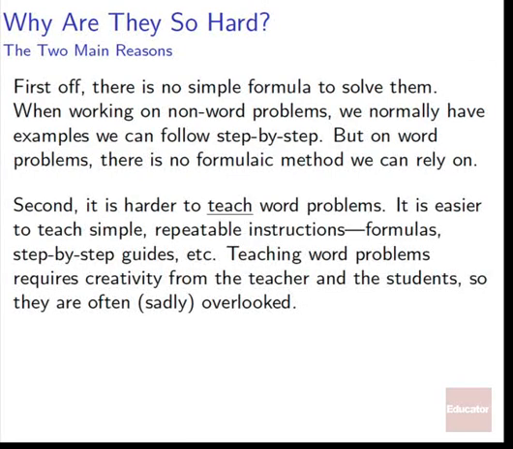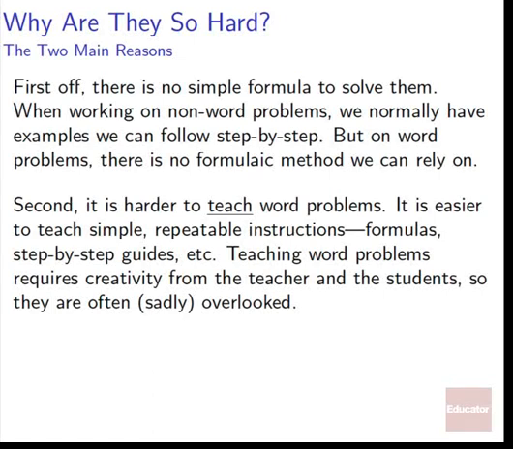Second, it's a lot harder to teach word problems. It's easy to teach simple, repeatable instructions. Perhaps not easy all the time, but it's easier. Things like formulas or step-by-step guides. Anything like that where it's like, do what I did, do what I did, do what I did. That sort of thing is pretty easy because you can just follow the monkey, right? Monkey see, monkey do. You do what they did and it works out.